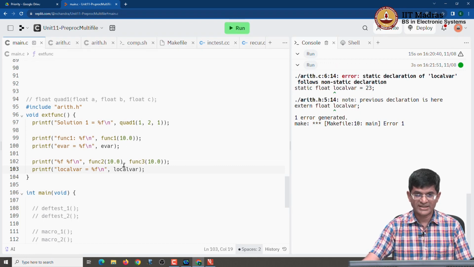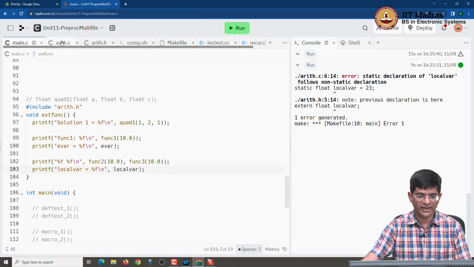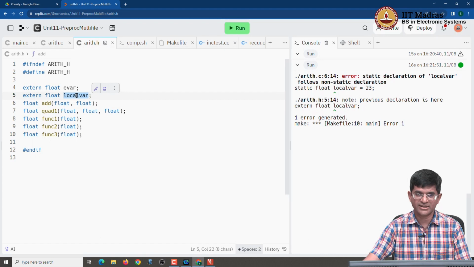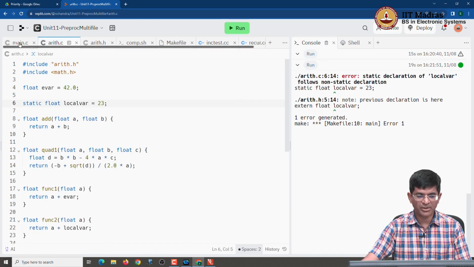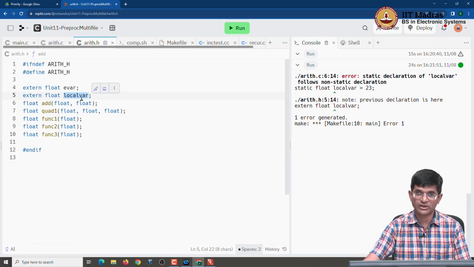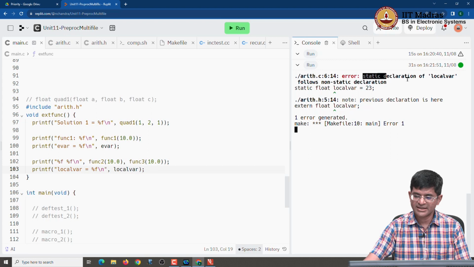Now one other thing that you can see, just to confirm the distinction between a regular variable definition, the float evar, and the static float localvar, is if you try also declaring localvar as an extern. Now what happens is compilation goes through. Main.c does not have any problems with localvar. It sees arith.h and it expects to see an external float localvar. It assumes localvar has been defined somewhere else. But when it actually comes down to the compilation, it says this is a static declaration, and it's complaining, basically saying that the static declaration follows a non-static declaration.